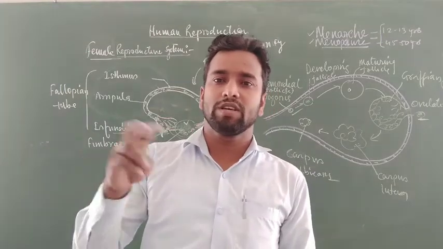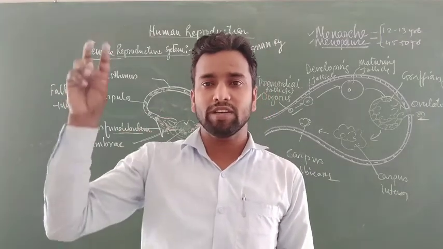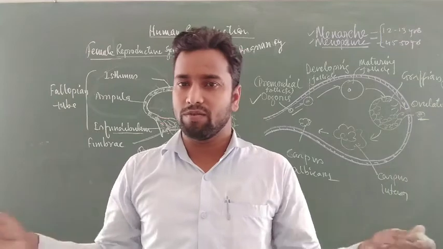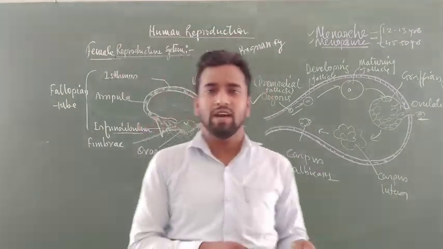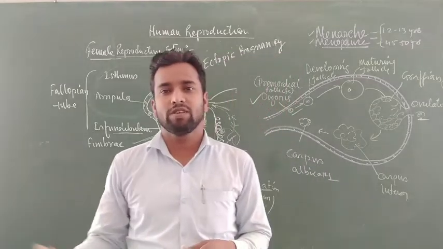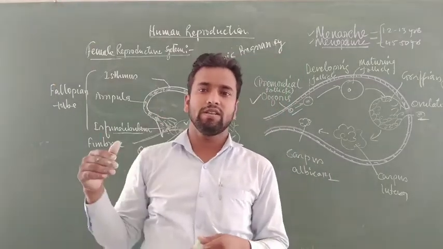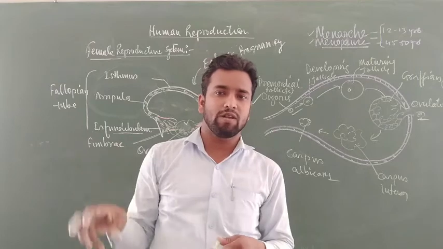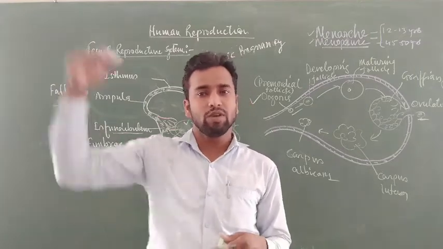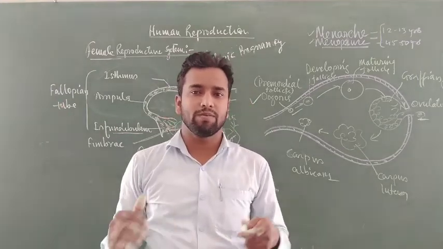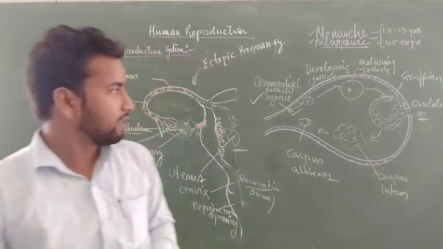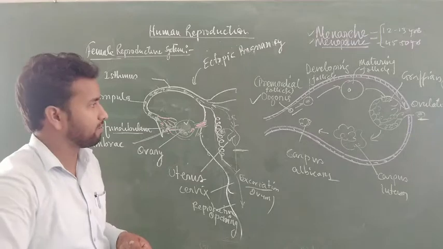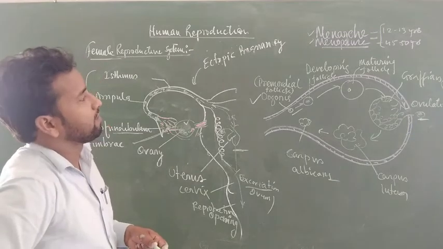Oogonia formation in females involves the longest meiotic divisions. Of course, it is the longest because the first meiotic division occurs at the fetal stage, and the second meiotic division occurs in the late stage, during 12, 13, 14, meaning 12 to 45 years of age. This type of duration gap is found in meiotic division in females. This is a very interesting part related to the female reproductive system.